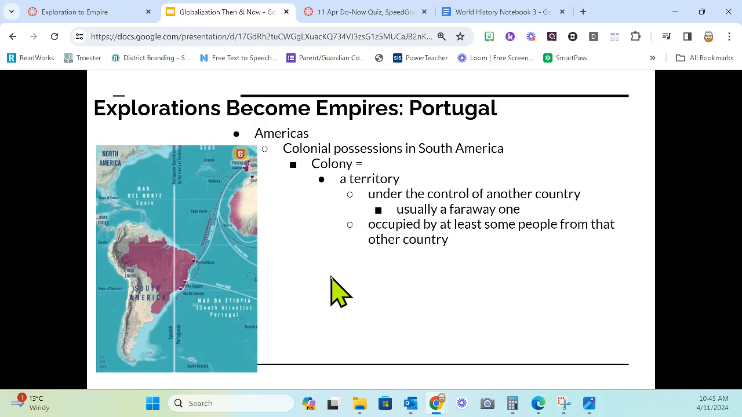At the same time that it's far away, it is an essential part of the definition of a colony that at least some people from the controlling country, whether you call that the mother country, the imperial power, the metropole, whatever, have to occupy the colony and run things. Often it's a very small number, especially in this early era of empire. You can't send that many Europeans over to run things.